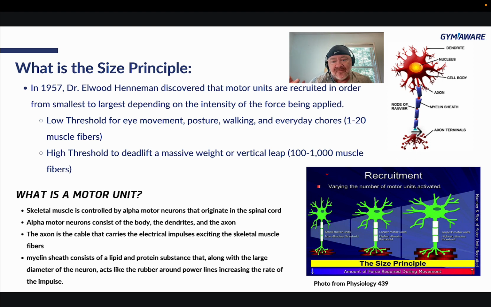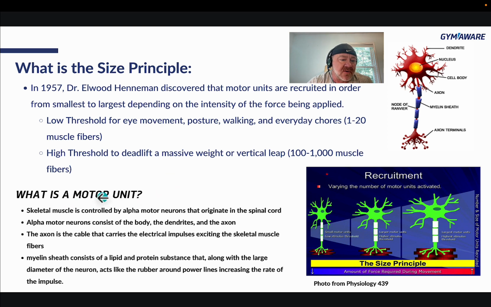Some are connected to just a few. Like in the eye, it needs very fine specific movement, so you're going to get 1 to 10 maybe. But when it comes to lifting heavy weights and you need your quadriceps or your hamstrings or glutes, you're talking about muscles with motor units that are connected to up to 1,000 muscle fibers. So, it's important that when we're training, we understand which motor units we're actually recruiting, because it's going to be very specific to how we improve as athletes.